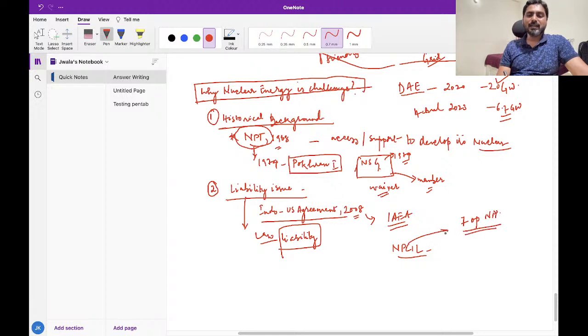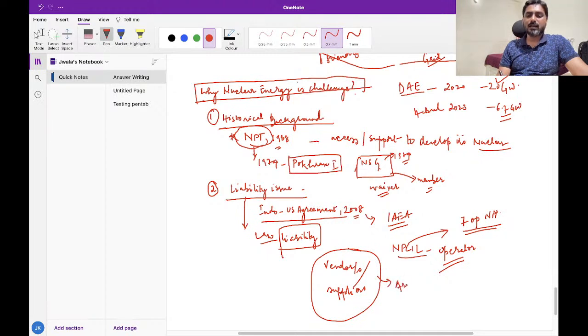So NPCIL is the operator of these plants, but NPCIL does not make these plants. It means they do not construct these plants. Who builds these plants? These plants are generally built by outside vendors, which are companies, vendors and suppliers. So these are giant nuclear companies. You'll ask these vendors and suppliers to make nuclear power plants.